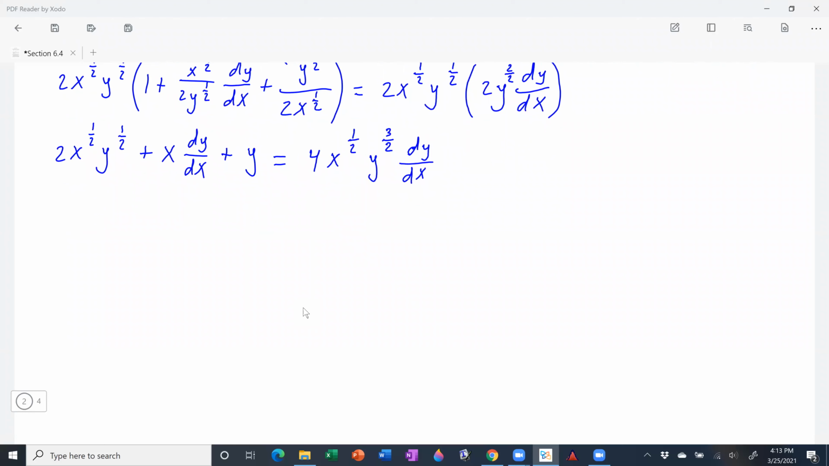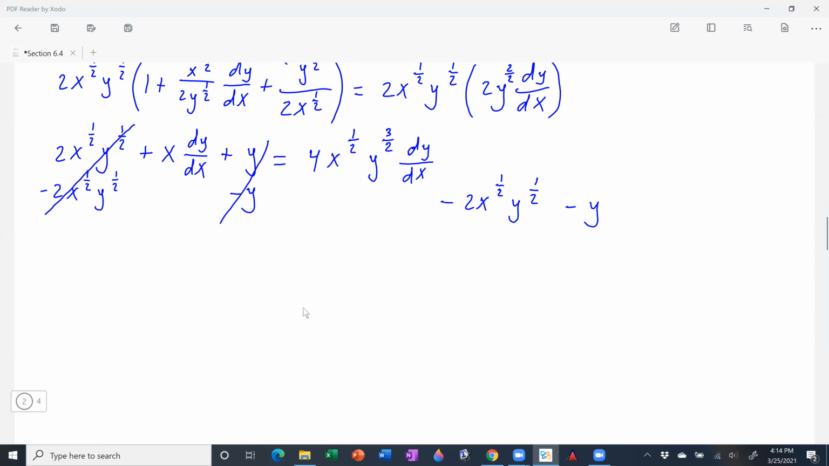Now what we want to do is that same process. We want to get all of the dy/dx terms on one side and anything that does not have a dy/dx in it on the other side. For me, I always like to get the dy/dx to the left-hand side. I don't know why, but that's just what I usually like to do. So let's get rid of this term by subtracting that on both sides. And I also need to get rid of that y, so we're also subtracting that y from both sides. Okay, so that's gone and that's gone.